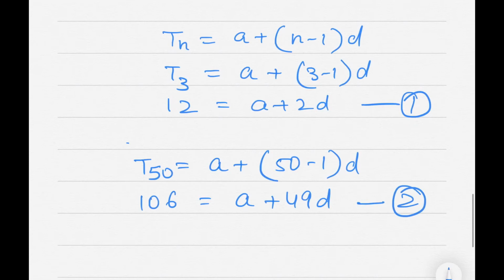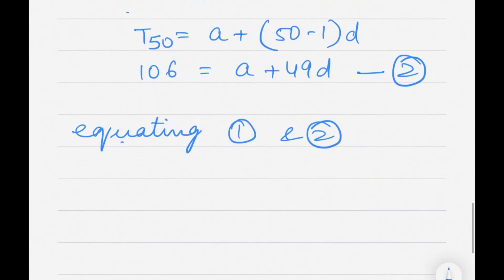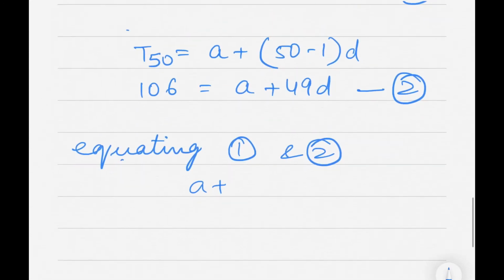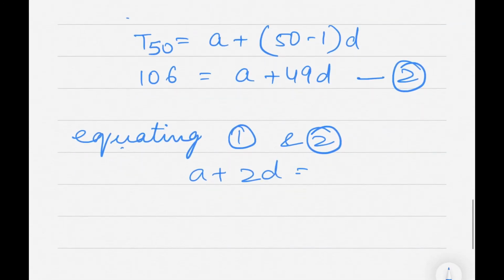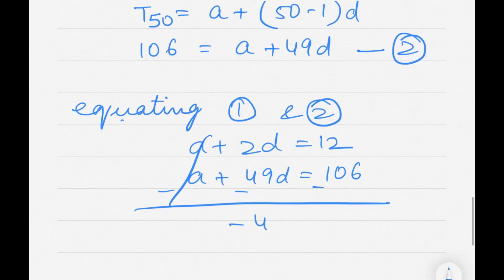So this is my second equation. Now again same thing, equating 1 and 2. So what do I get? I get a plus 2d is equal to 12, and I have a plus 49d is equal to 106. All the signs change because I have to subtract. So minus 47d is equal to how much now?